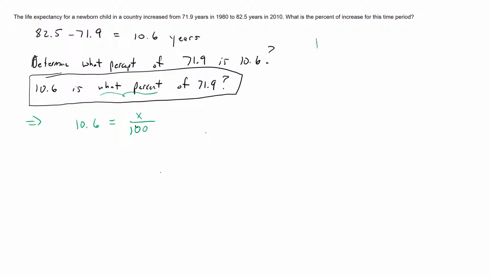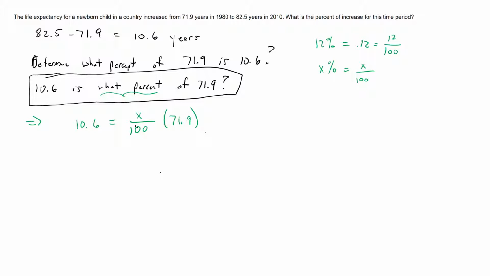For example, like 12% is the same thing as 0.12 or 12 over 100. So 12% is 12 over 100. If we had what percent, an unknown percent, that could be expressed as x over 100. So 10.6 is what percent of 71.9. And so setting up the problem is the hardest part, which we've done at this point. Now we just need to solve this.